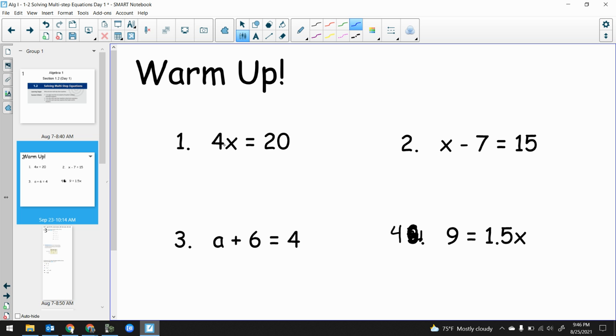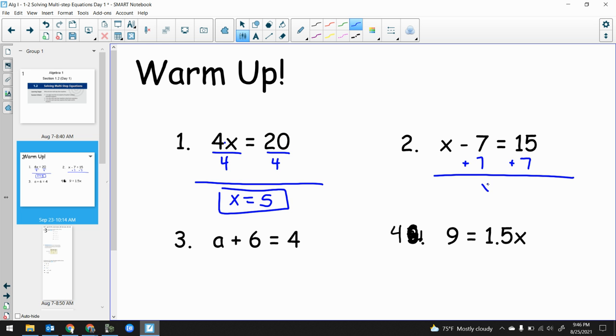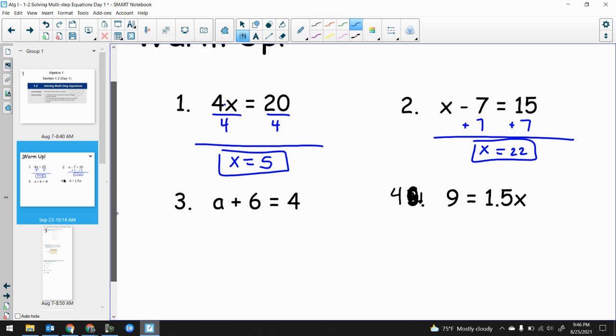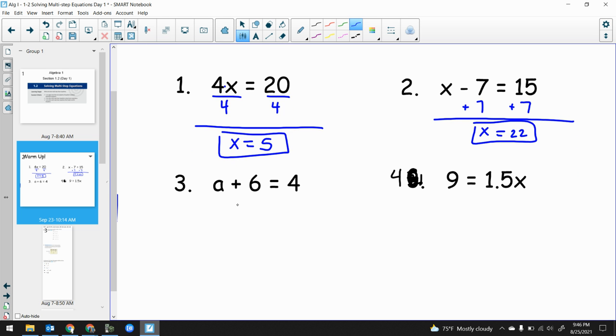All right, so for number 1 here, I see multiplication, so I need to do division to undo it. So I divide by 4 to both sides, and I get x is equal to 5. Remember that you can always check your answers by plugging it back in. I would have taken 4 times 5, that does equal 20. Here for number 2, I see subtraction, so I undo it with addition. So I add 7 to both sides. So x is equal to 22. Make sure it works. 22 minus 7, does that equal 15? Yep. Number 3 here, I have addition, so I'm going to undo it with subtraction.